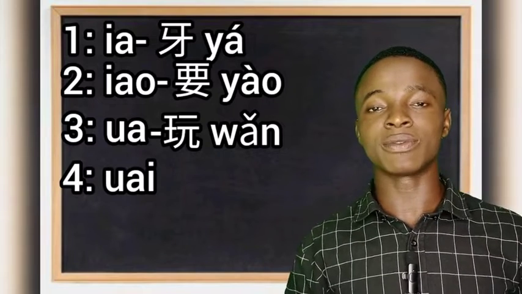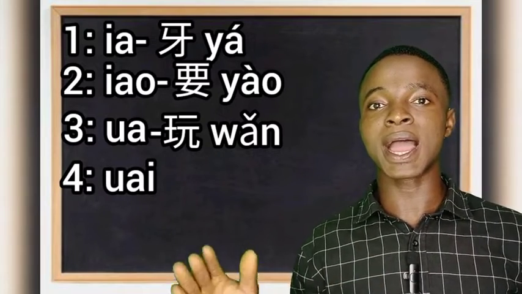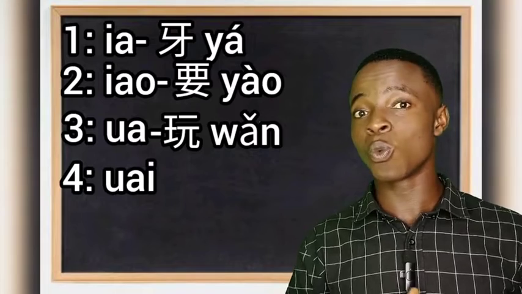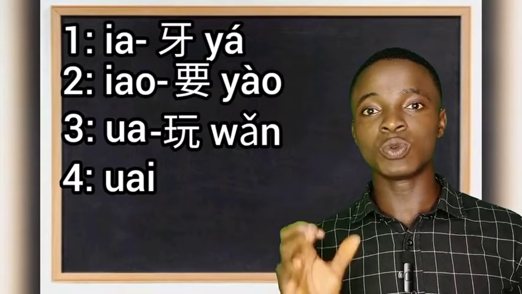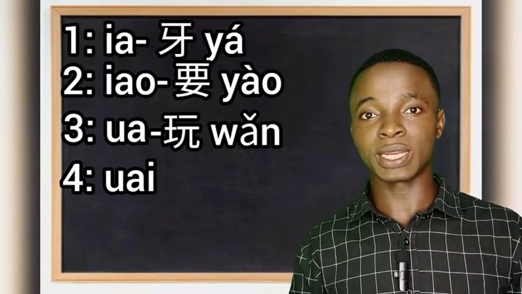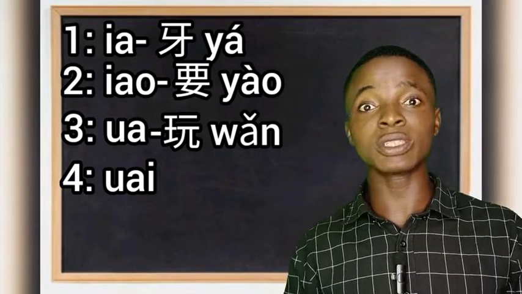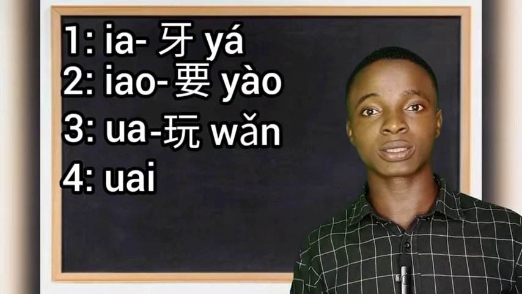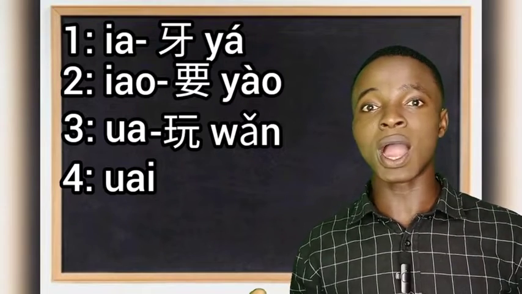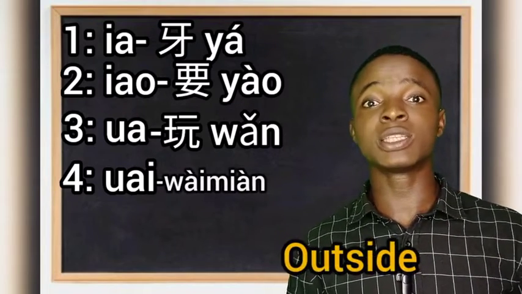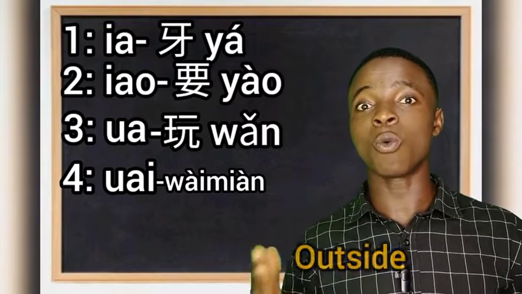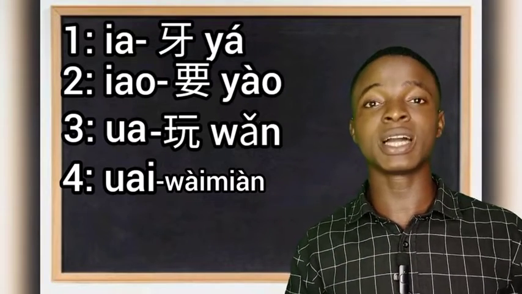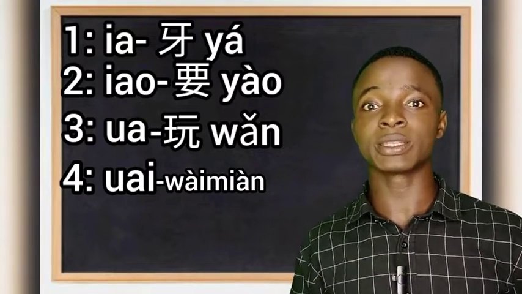The fourth one we have is wai. The u sound must be read before the i sound follows immediately, very quickly. Wai. The Chinese word for outside is wai mian. Repeat after me. Wai mian.